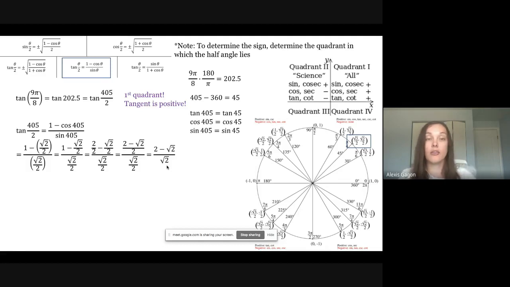Okay. And you would get the same thing if you plugged it into this one. You would get the same thing if you plugged it into this one. Any questions on that?